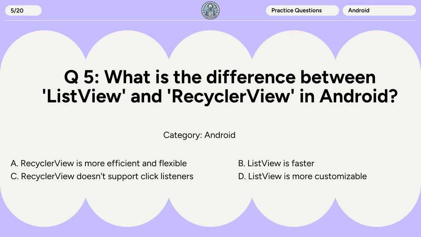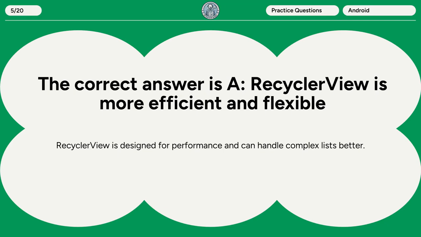Question 5. What is the difference between ListView and RecyclerView in Android? A. RecyclerView is more efficient and flexible. B. ListView is faster. C. RecyclerView doesn't support click listeners. D. ListView is more customizable. The correct answer is A. RecyclerView is more efficient and flexible. RecyclerView is designed for performance and can handle complex lists better.